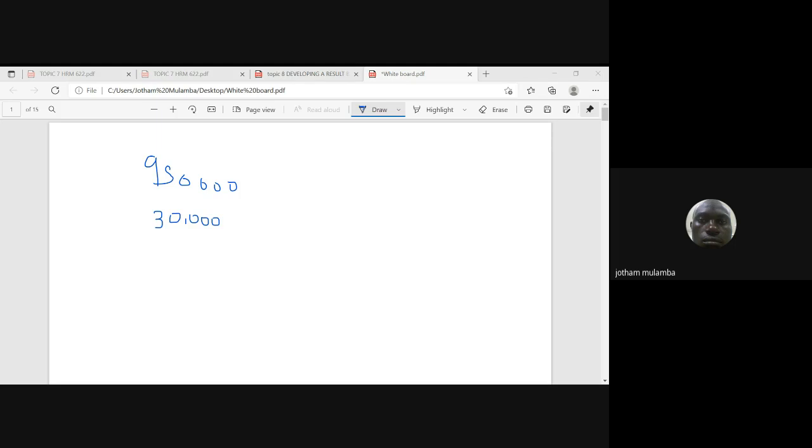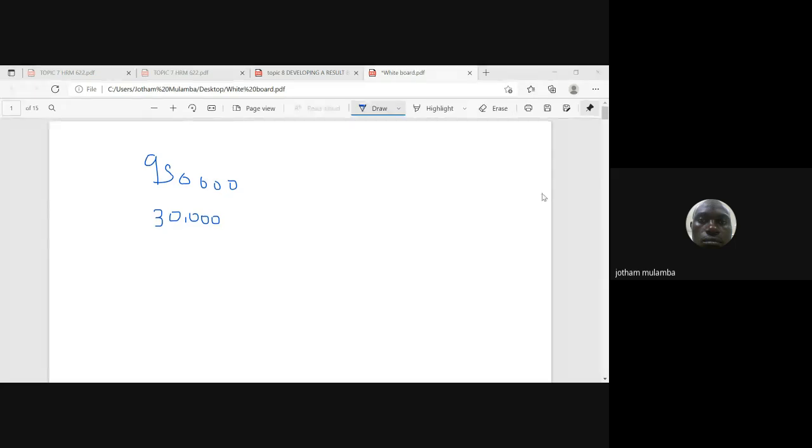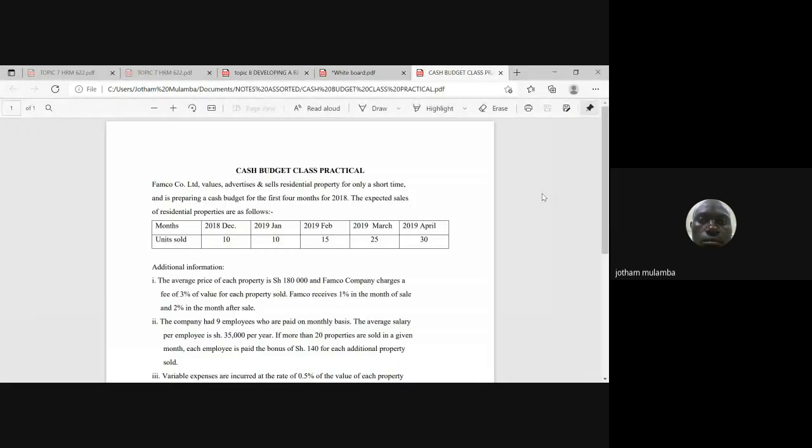So now we want to do a cash budget. I want to prepare a cash budget. Now, the reason why we want to prepare a cash budget is that most businesses do close down, not because they are not making profit, but because they did not manage their cash.